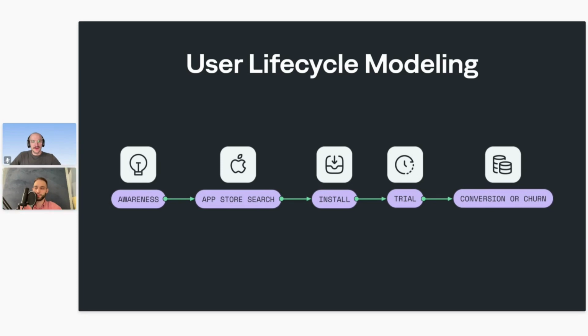Yeah. Let's look at user lifecycle modeling. So imagine this: someone has a clear pain point, like let's say they want a better alarm clock. They go to the app store and search for alarm app. They find yours, install it, and start a trial. But if their problem isn't solved during the trial, they cancel and go back to the store to keep searching. So this is why in most cases cancellation rate is a signal that you should watch for.